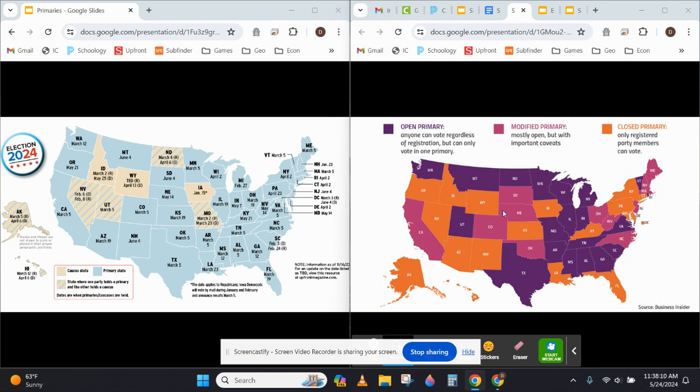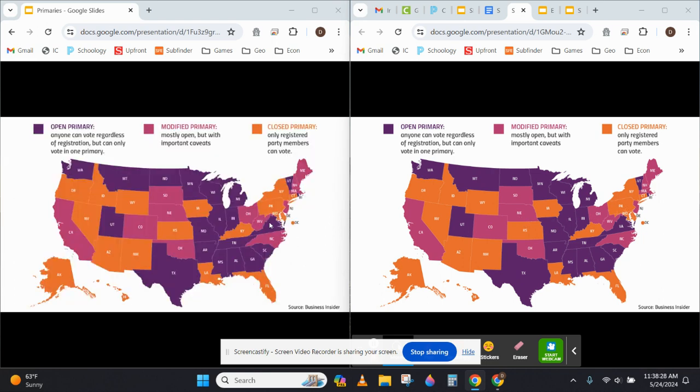The sort of pink ones are the ones where it's mostly open, but there are some rules and restrictions on what you can do. Like Colorado, you can vote for either one, but you can't vote for both. So you have to pick if you're a Democrat or Republican and which one you want to vote for. The orange states, you have to be part of the party in order to vote for that primary.